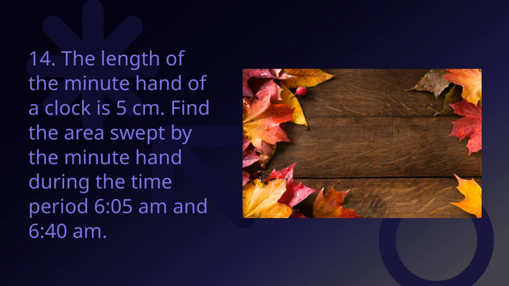Since the minute hand completes a full circle every 60 minutes, we can determine the angle it moves through during our specific time interval. From 6:05 to 6:40, that's a 35-minute period, meaning the minute hand moves through a certain fraction of the full circle. By calculating that fraction, and then applying the formula for the area of a sector, which involves the radius and the angle, we can find the total area swept. This example beautifully illustrates how we can connect concepts of circular motion and geometry to real-world scenarios, reinforcing the overall theme of understanding how mathematical principles apply to everyday objects like clocks.